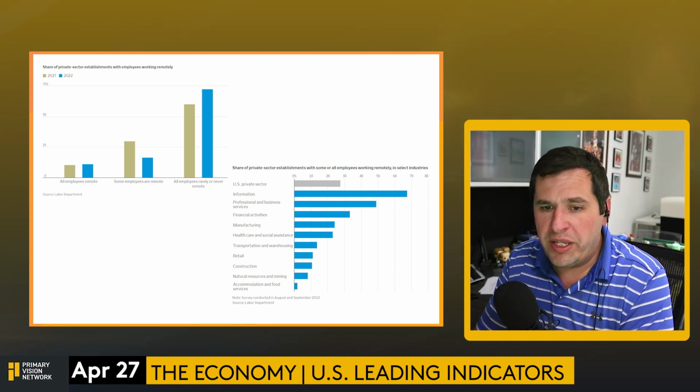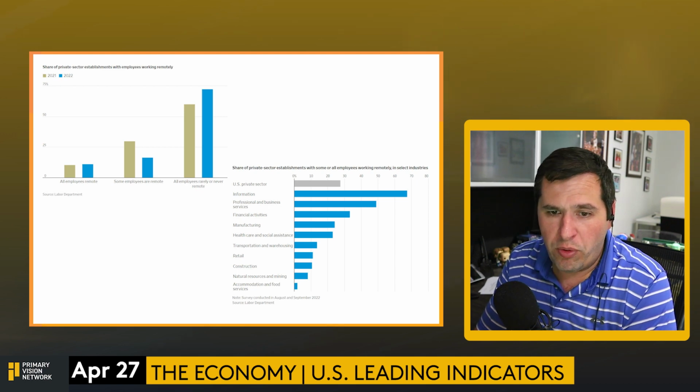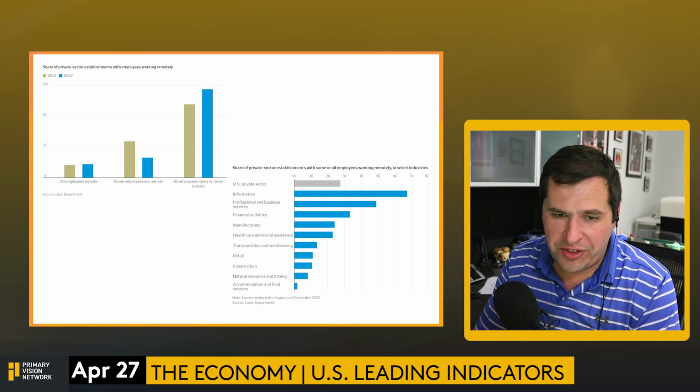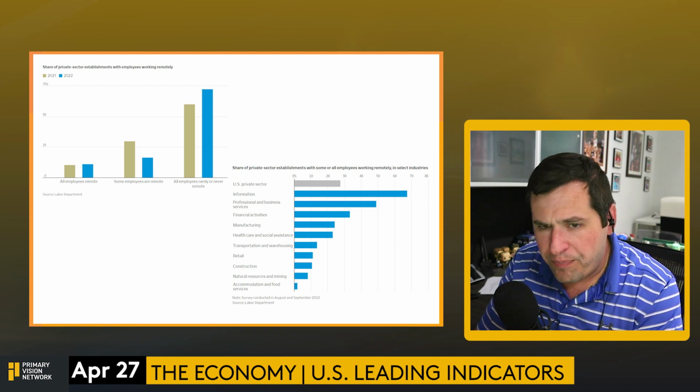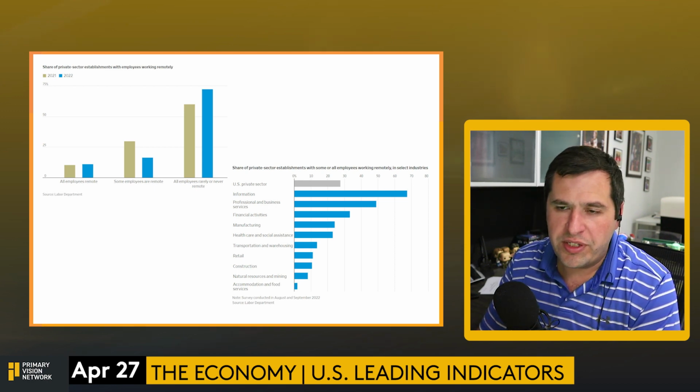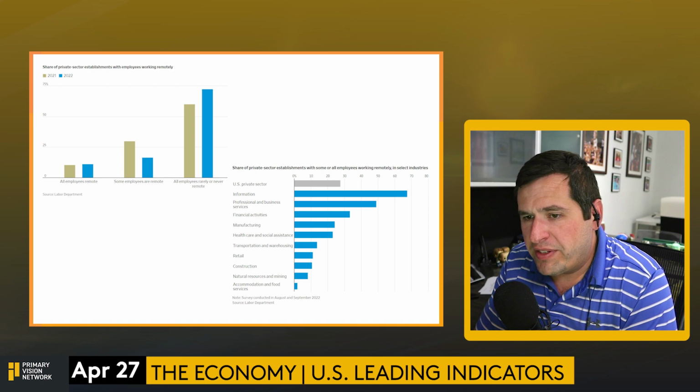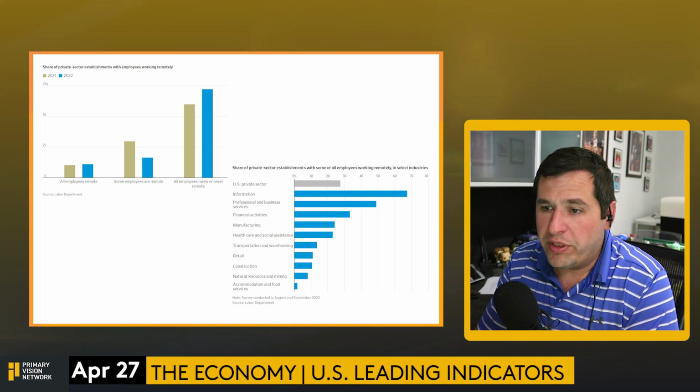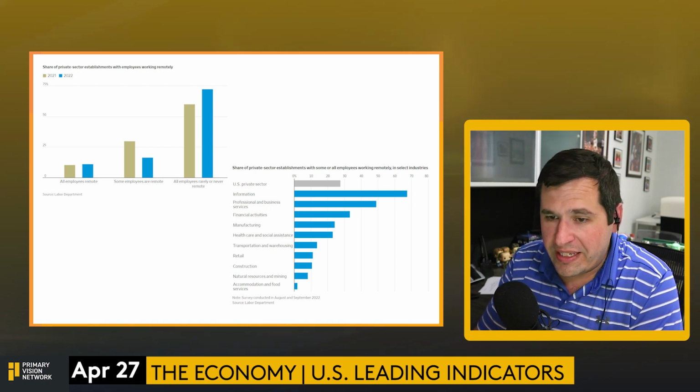So when you look at some of the working remotely, some employees remote has come down. You've actually seen all employees remote slightly up, but it's just a matter of what that hybrid schedule looks like. Share of private sector establishments with some or all employees working remotely is about 27%.